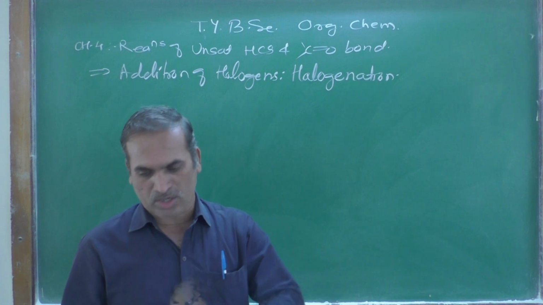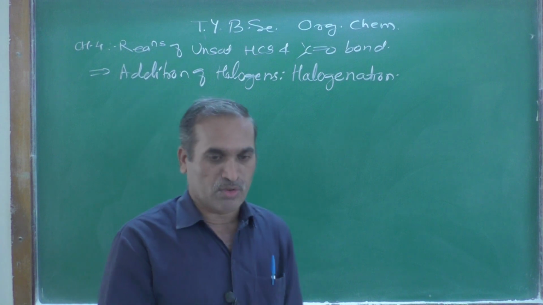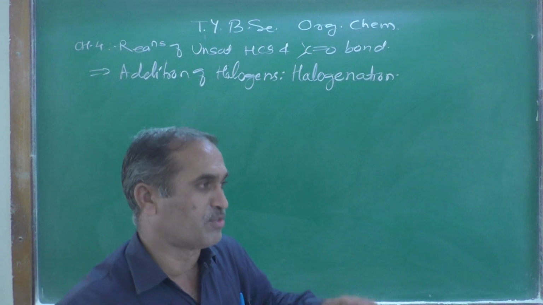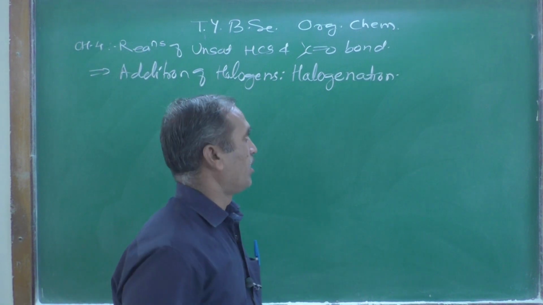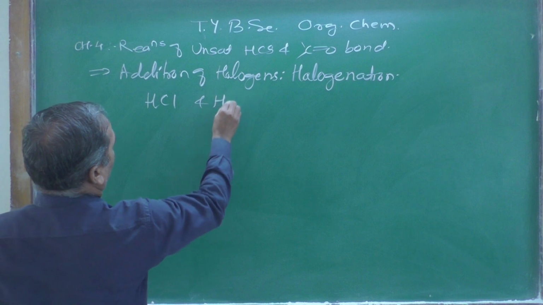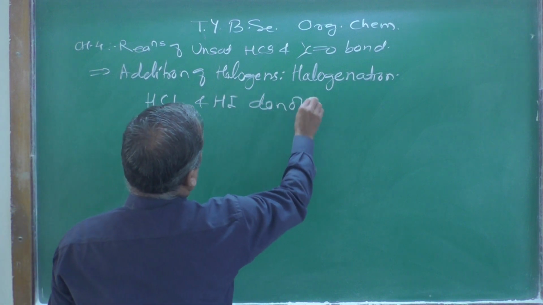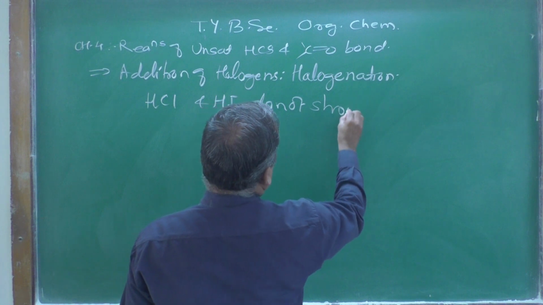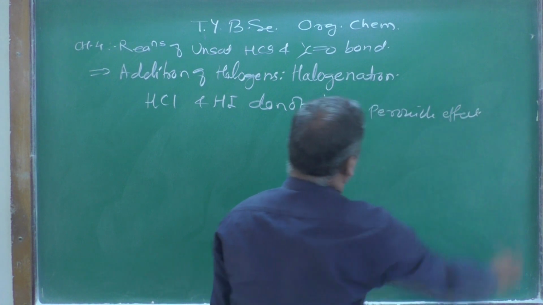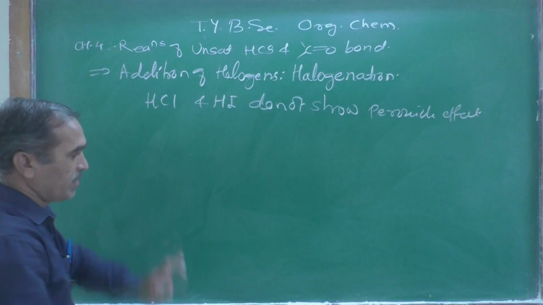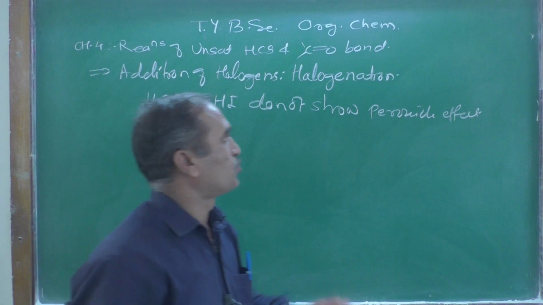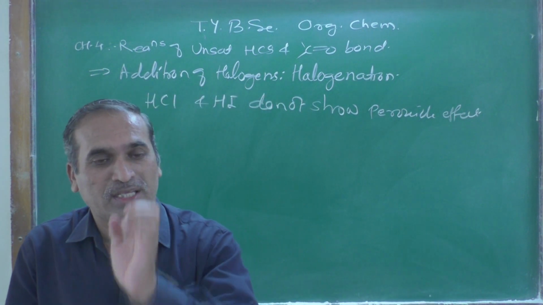And yesterday I forgot to mention, only HBr shows anti-Markovnikov's rule or the peroxide effect. Only HBr can show the peroxide effect. HCl and HI do not show the peroxide effect. Why does only HBr give the peroxide effect, while HCl and HI do not? What will be the reason behind it?